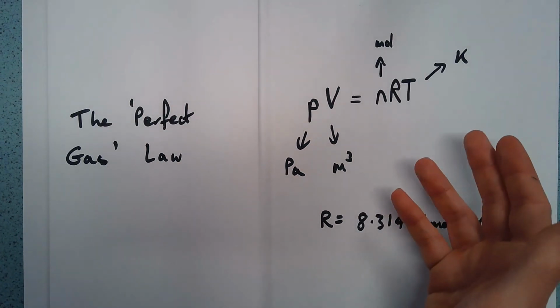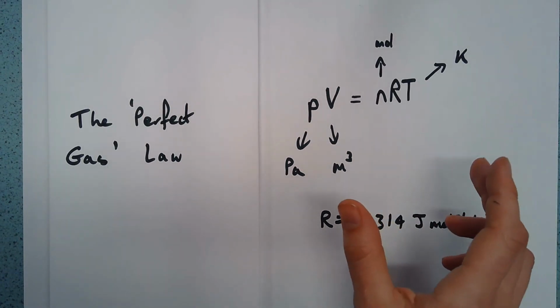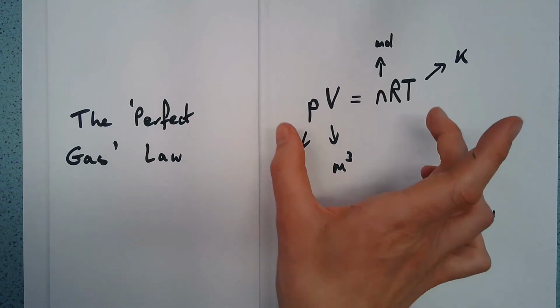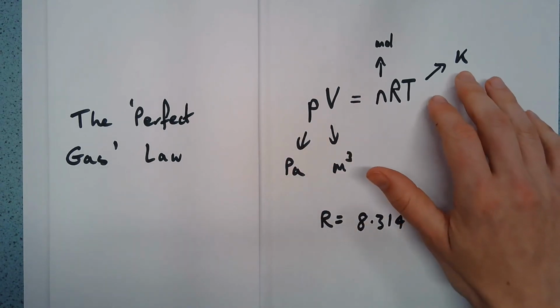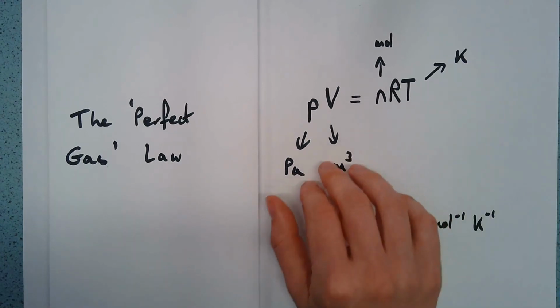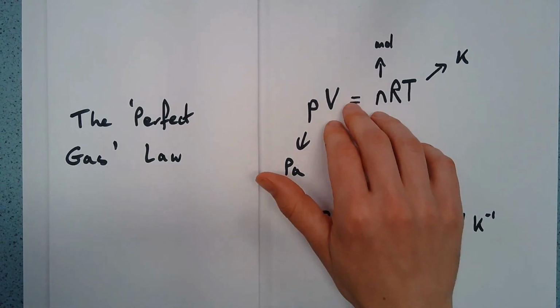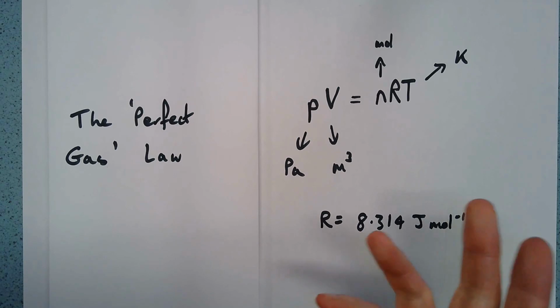So that is our perfect gas law. Now, despite its limitations, at A level, we will use this gas law to calculate the number of moles of gas, as long as we know the temperature, pressure, and volume of that gas.